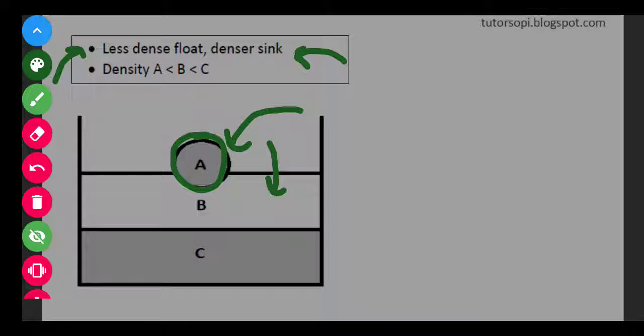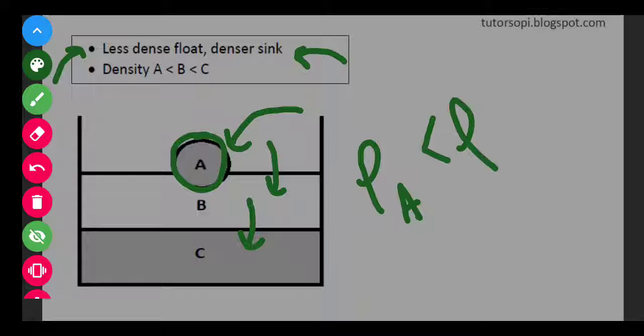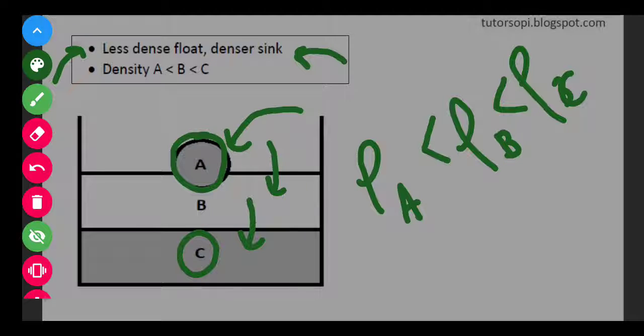Lepas tu bawah dia adalah B. So B denser daripada A, tetapi dia duduk atas C. So maksudnya density A adalah kurang daripada density B. Okay, tetapi density B adalah kurang daripada density C. So dalam ni paling tinggi sekali density dia adalah density C. Paling rendah sekali density adalah density A. Okay, so itu adalah untuk topik density subtopik 1.4.